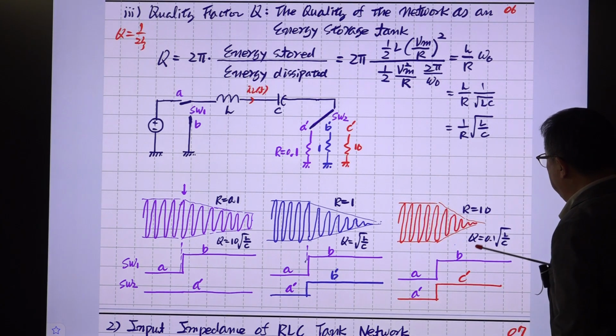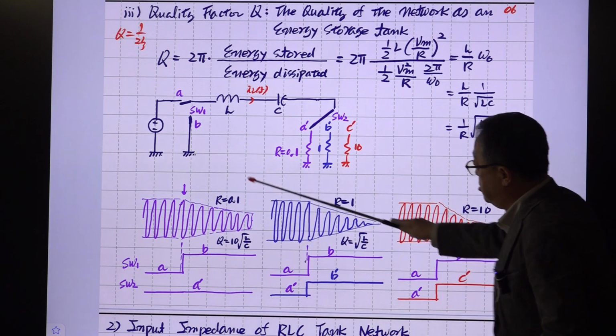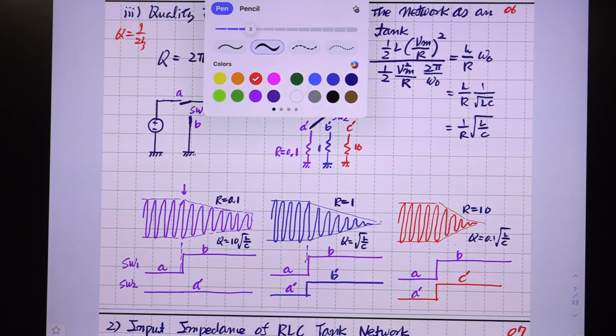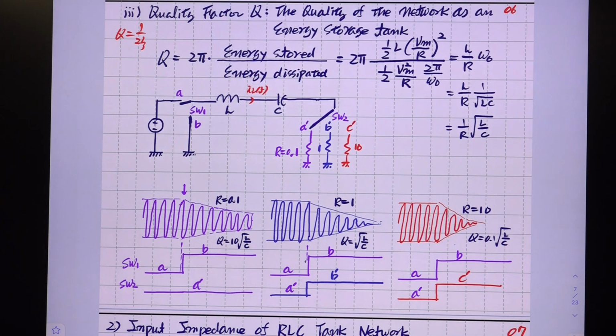So Q value of this is this, this is this. So this Q is very large. Okay? This is high Q case. This is low Q. Right? So this is the difference between high Q system and the low Q system in terms of the waveforms. Okay? Magnitude of oscillation.